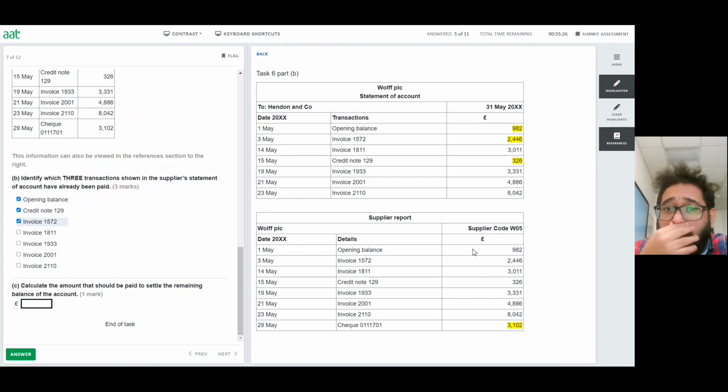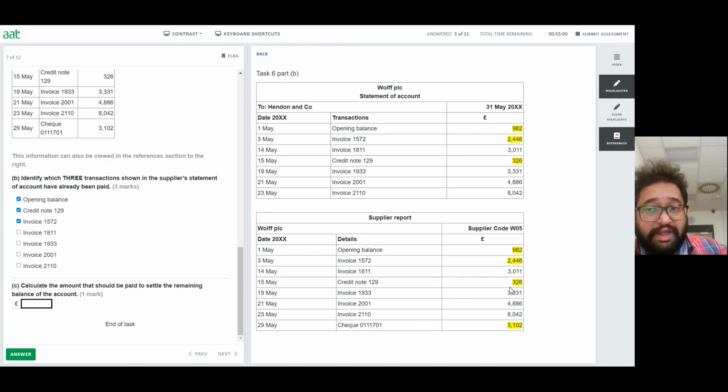Once we've done all that, you should be able to reconcile whatever is left, because this is done, and this is done. If you notice here, this invoice, that invoice is fine. This invoice is fine. 4886, fine. 8042 to 8042. So all 4 of them are matching. So whatever we're going to pay is what we have outstanding.